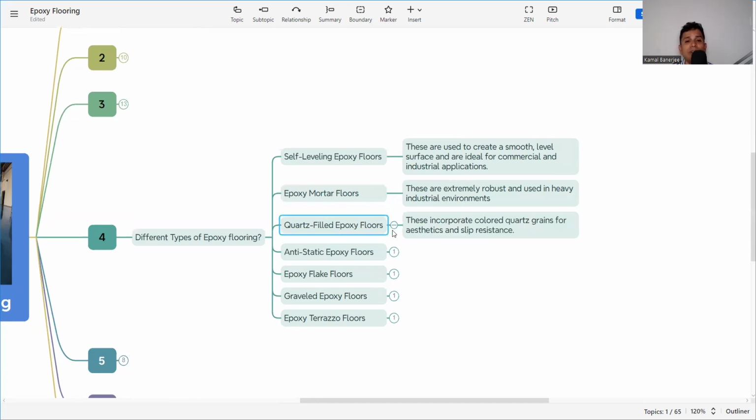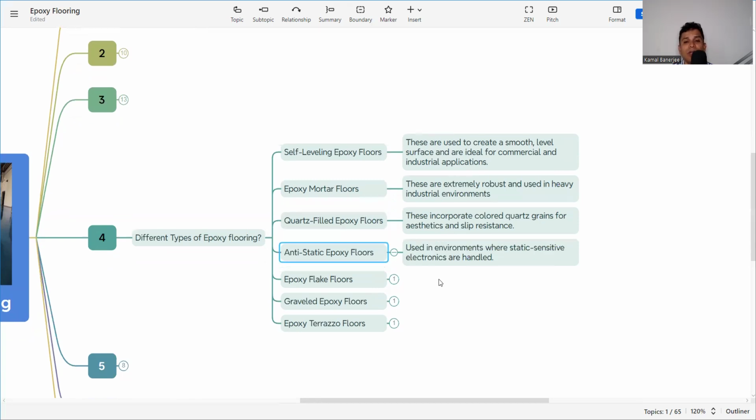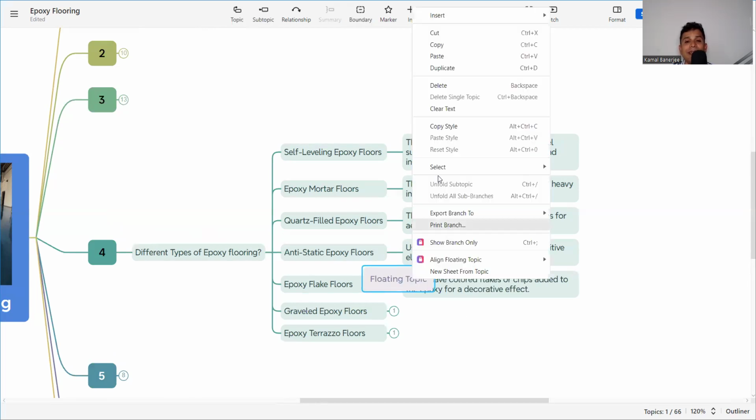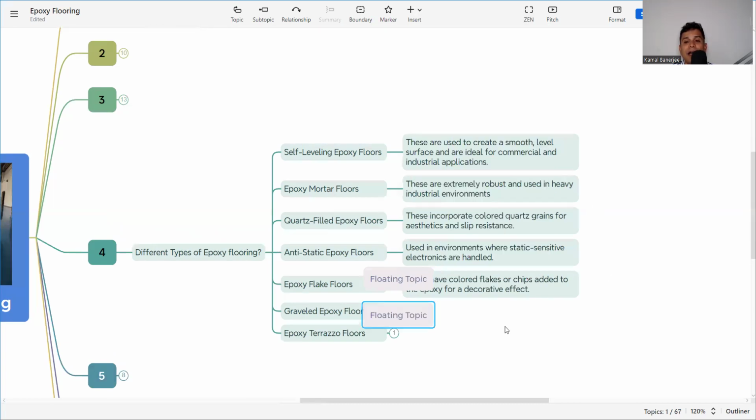Then quartz filled epoxy floor. These incorporate colored quartz grains for aesthetics and slip resistance. Then anti-static epoxy floor, used in environments where static sensitive electronics are handled. It is very important so that there is no static electricity. Then epoxy flake floors. These have colored flakes or chips added to the epoxy for a decorative effect.